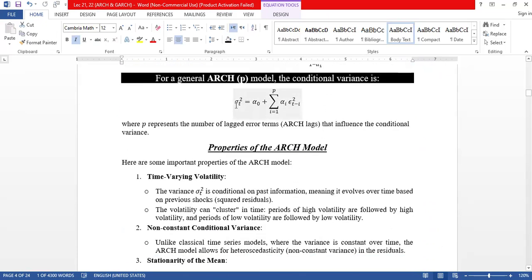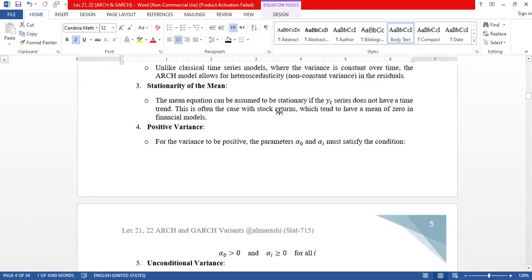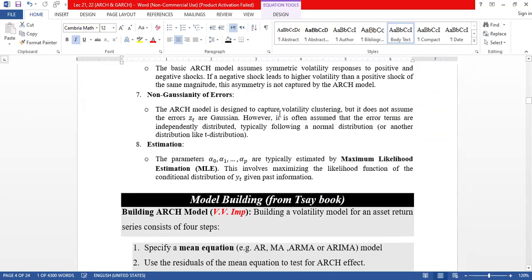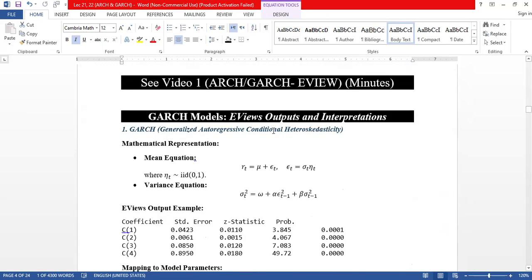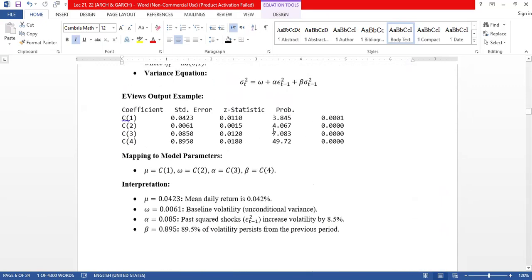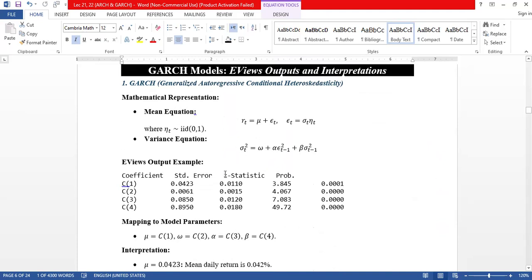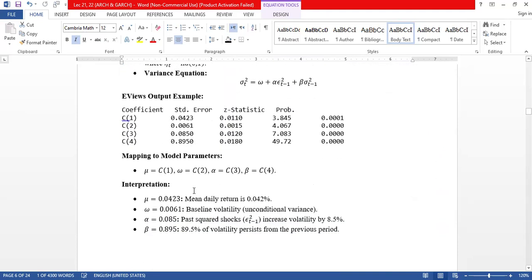And this is going to be your ARCH equation, that is the variance equation, where we'll be having alpha naught and alpha i. This is for ARCH p. For ARCH 1, it is going to be alpha 1. There is some EViews output also here. EViews output, we will study this right now.